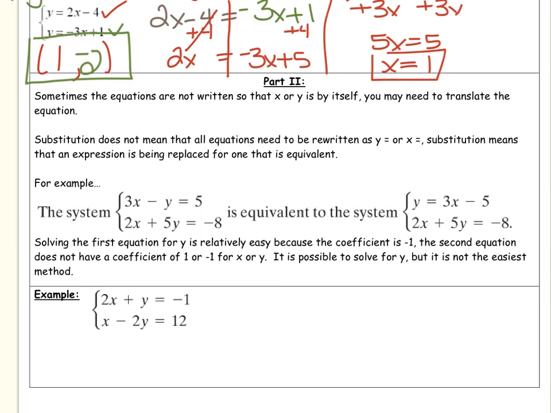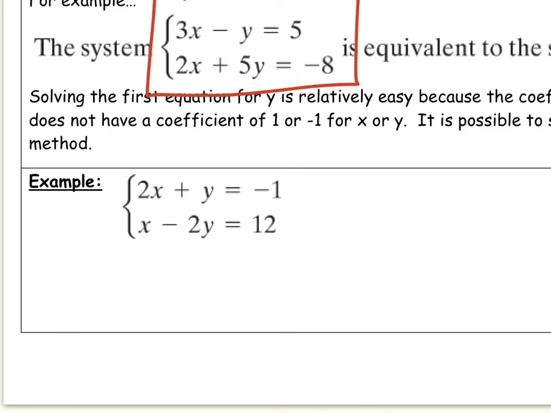So for example, in this system right here, we don't have an x equals or a y equals, but we need to change it into y equals 3x minus 5 so we can use substitution. So in the next example, 2x plus y equals negative 1 and x minus 2y equals 12, we're just looking to see which equation is easier to turn into y equals or x equals. And it can be either one.